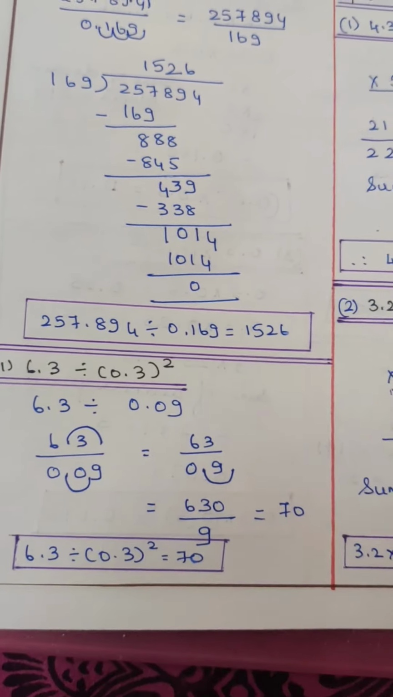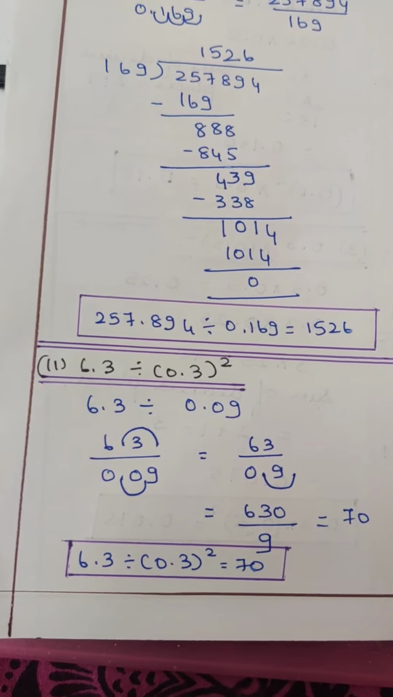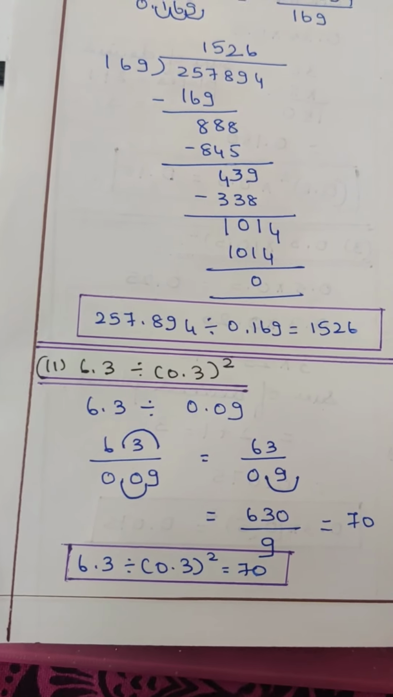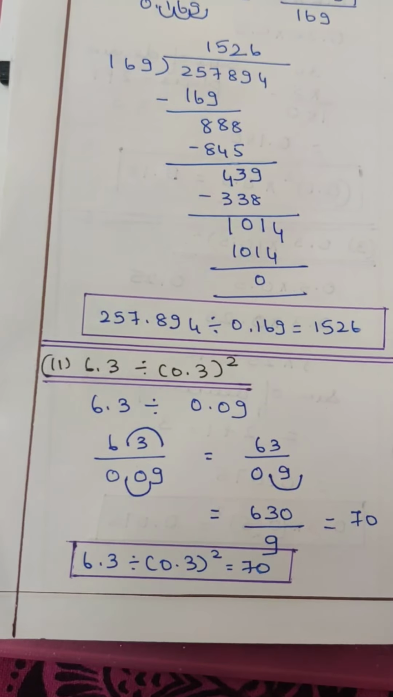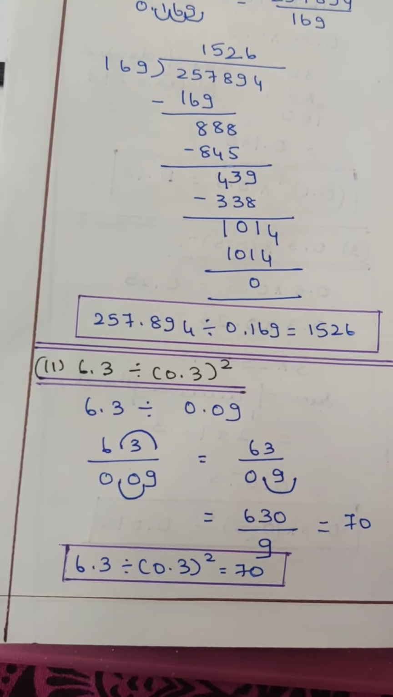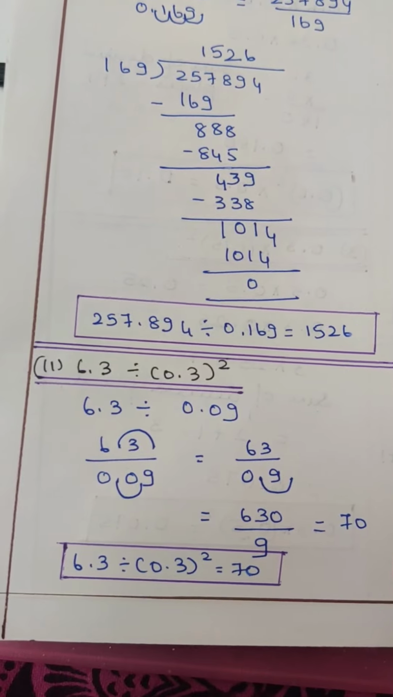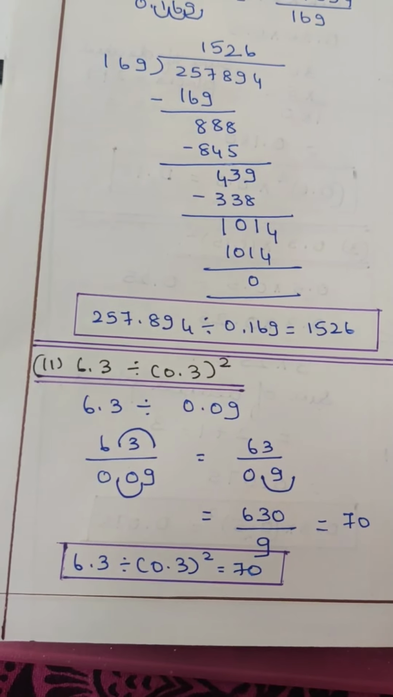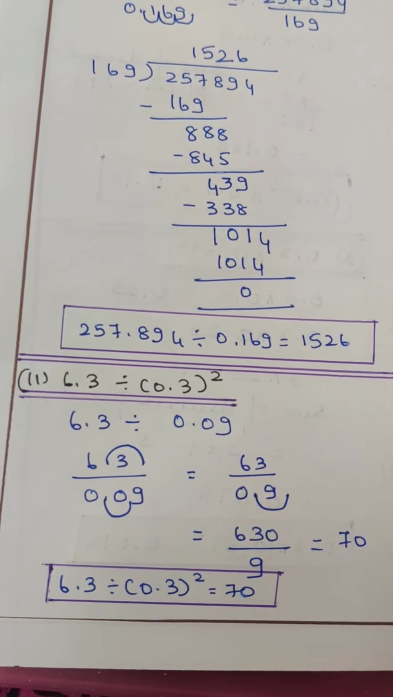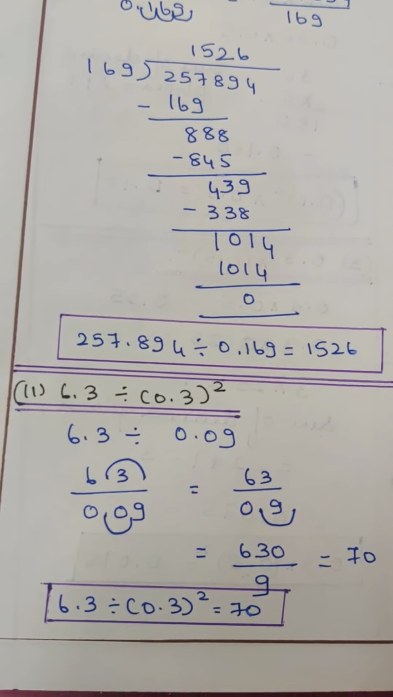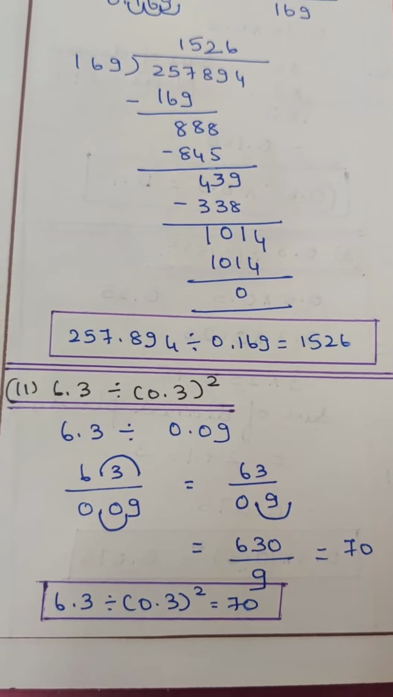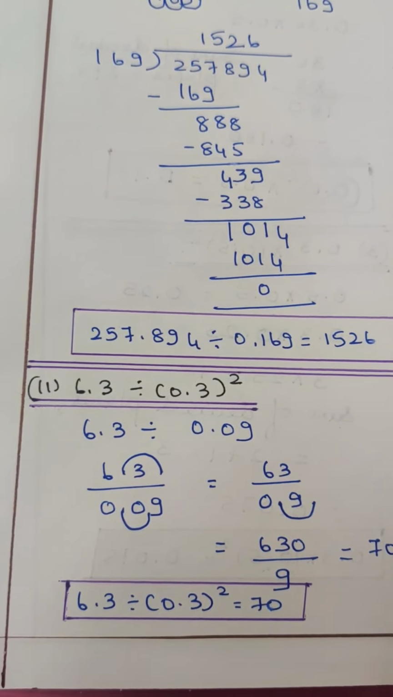0.9. So when you again move a point from 9 this side, it becomes 630 by 9 because you don't have anything on the top, no decimal point on the numerator. So it becomes 630 by 9. 630 by 9 manually when you do, it is 70 times. Therefore 6.3 divided by 0.3 the whole square is equal to 70. Just pausing in for few seconds for you to understand it.